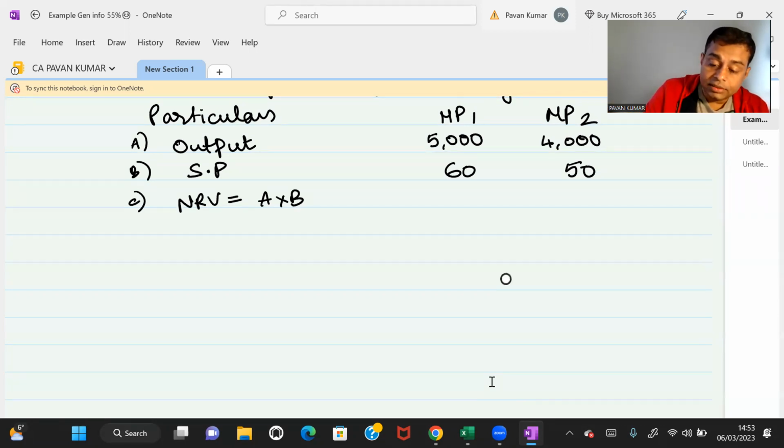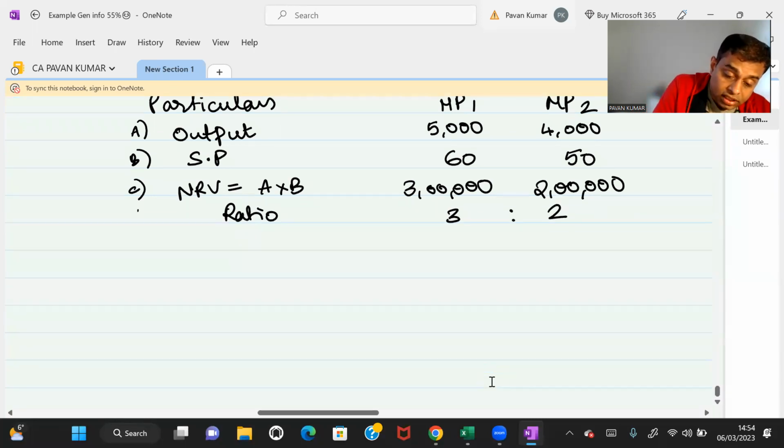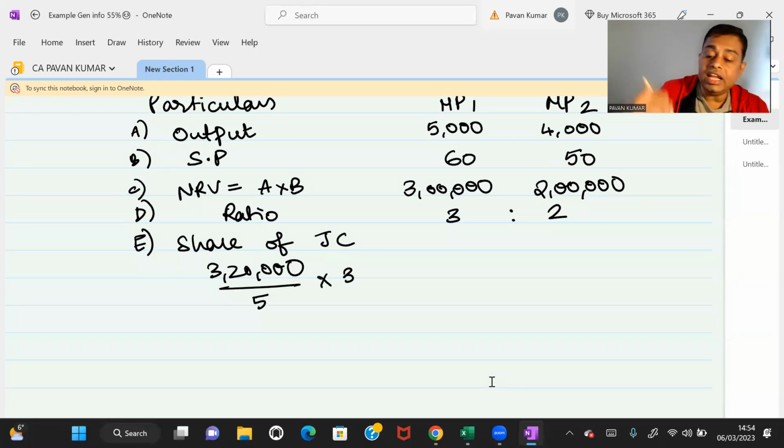Okay. 5,000 into 60, 3 lakhs. Here, 2 lakhs. So can I say the ratio is 3:2? So this is D, E, share of joint cost. So 3,20,000 divided by total 5 portions, into 3 goes to MP1, into 2 goes to MP2, correct? Can you calculate and tell me 3,20,000 divided by 5 into 3, how much?